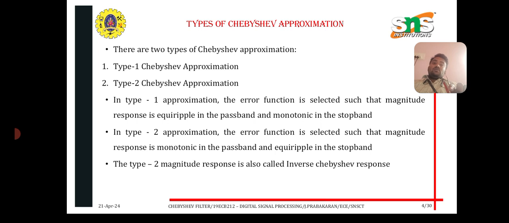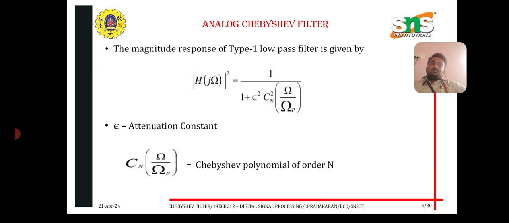In type 1 approximation, the error function is selected such that the magnitude response is equiripple in the passband and monotonic in the stopband. In type 2 approximation, the error function is selected such that the magnitude response is monotonic in the passband and equiripple in the stopband. Type 2 magnitude response is also called inverse Chebyshev response.